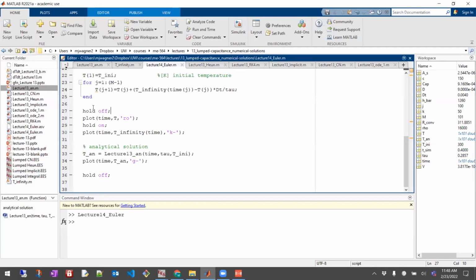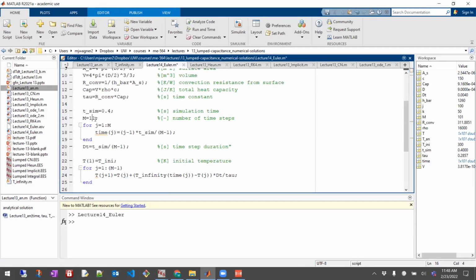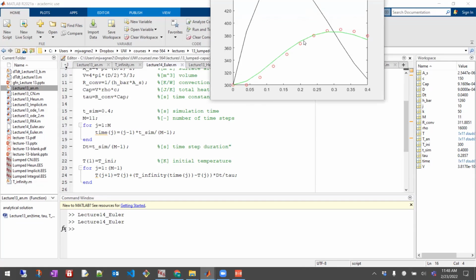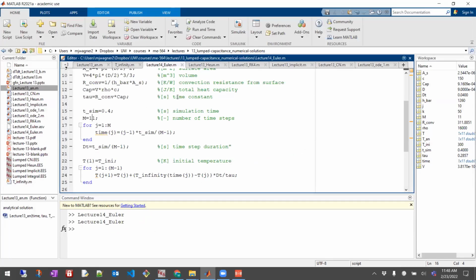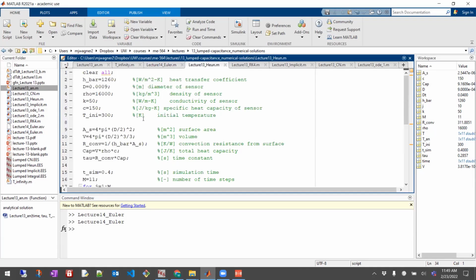Okay, so that was for, let's see, for 101 nodes. Let's actually do this for 11 nodes just to see how it works. Okay, so you can see if you don't choose enough nodes, you're starting to get some significant error. Right. So this was for Euler's method, I believe. Euler's method. So now let's look at Heun's method.